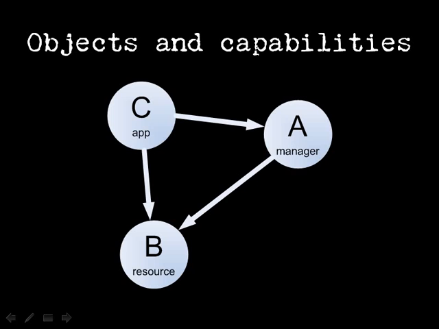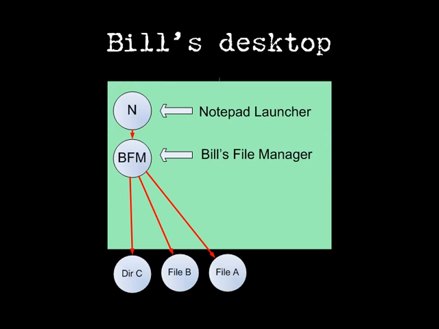Let's now consider a higher-level scenario, looking at Bill's desktop. Bill is mostly a user of Notepad. He has a Notepad launcher on his desktop. He also has an icon for his personal file manager, an object that holds capability references to Bill's files and directories. Although the user doesn't see it, the Notepad launcher has a capability reference to the file manager.